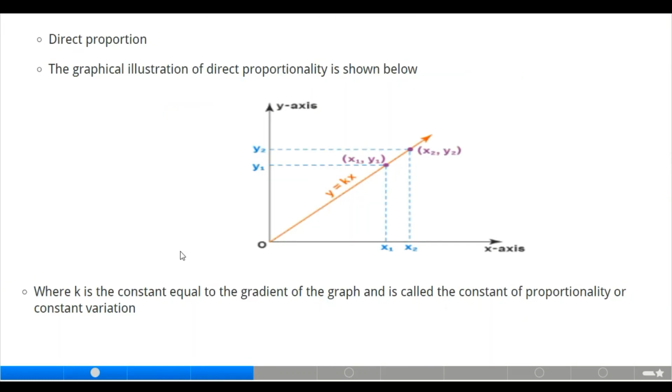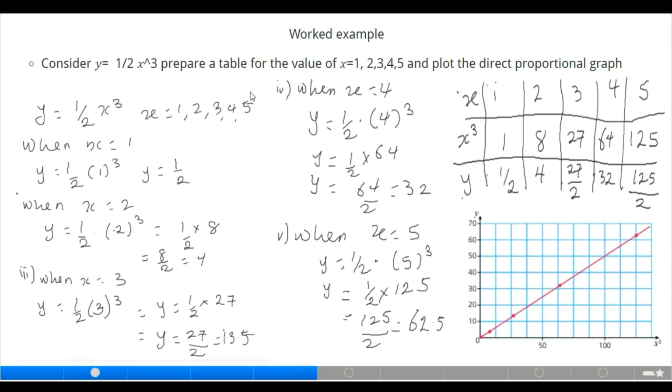Now for direct proportion, we can have our illustration for the graph to look this way. As x increases, y increases, and as x decreases, y decreases, and we still have our k as the constant of proportionality, which is the gradient of the graph. Now we have an example here. We are considering y equals 1 over 2 x raised to power 3. Prepare a table for the values of x equals 1, 2, 3, 4, 5, and then plot a graph for this.